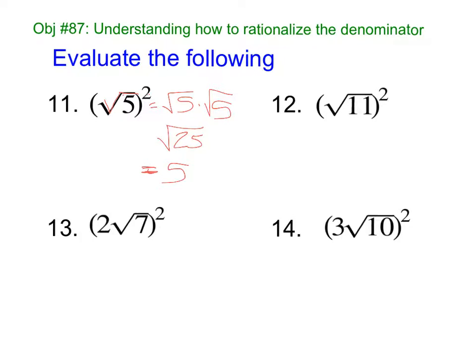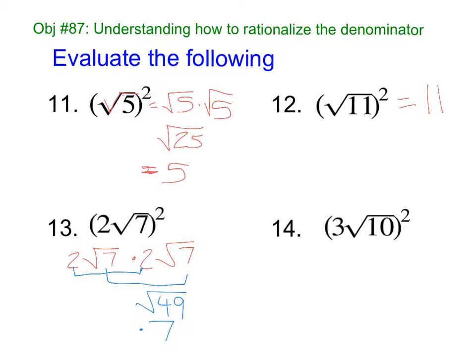What would be the square root of 11 squared? 11. Now number 13 is a little harder. This is 2 root 7 times 2 root 7. So the root 7s cancel out, right? That's square root of 49, which is 7. But you also are going to multiply the 2's together. What's 2 times 2? 4. So this one you end up getting 28.